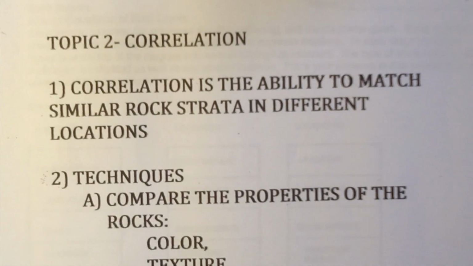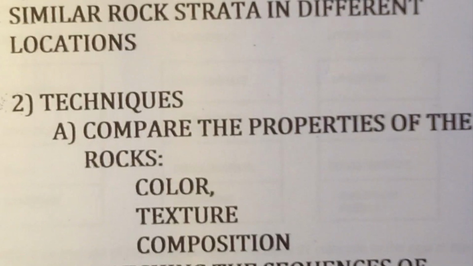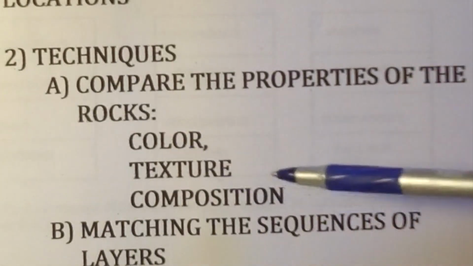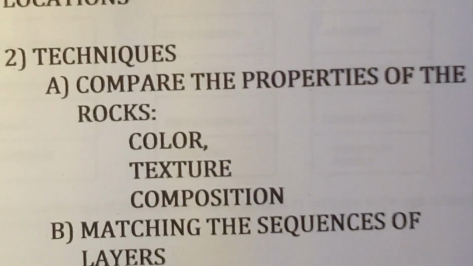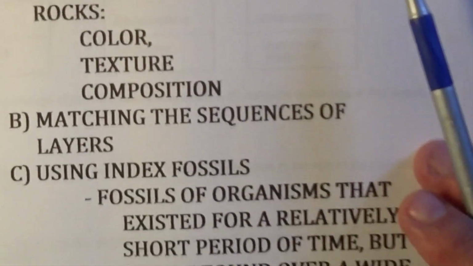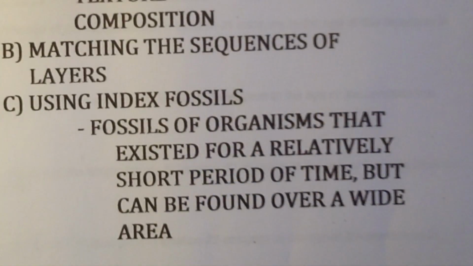Topic 2, correlation. Correlation is the ability to match similar rock strata in different locations. Techniques we're going to use are compare the properties of rocks, like the rock color, its texture, composition, match the sequence of layers to different areas, or possibly use index fossils, fossils of organisms that existed for a relatively short period of time but can be found over a wide area.